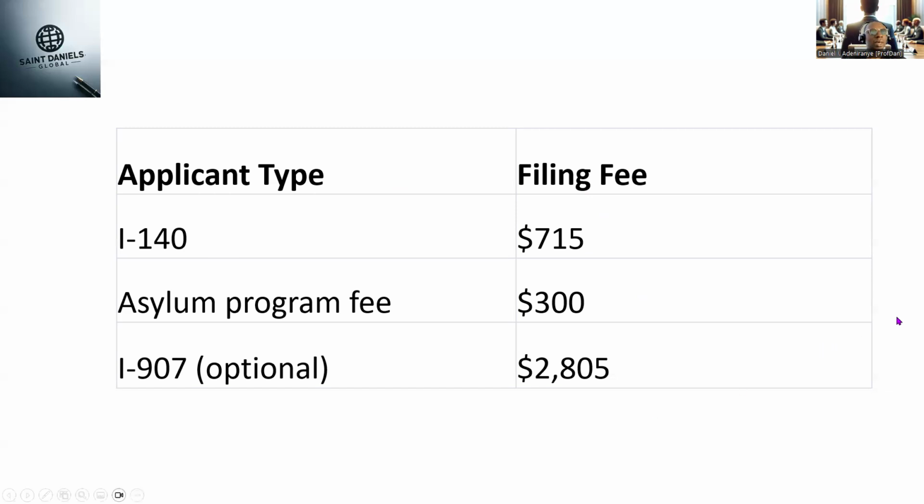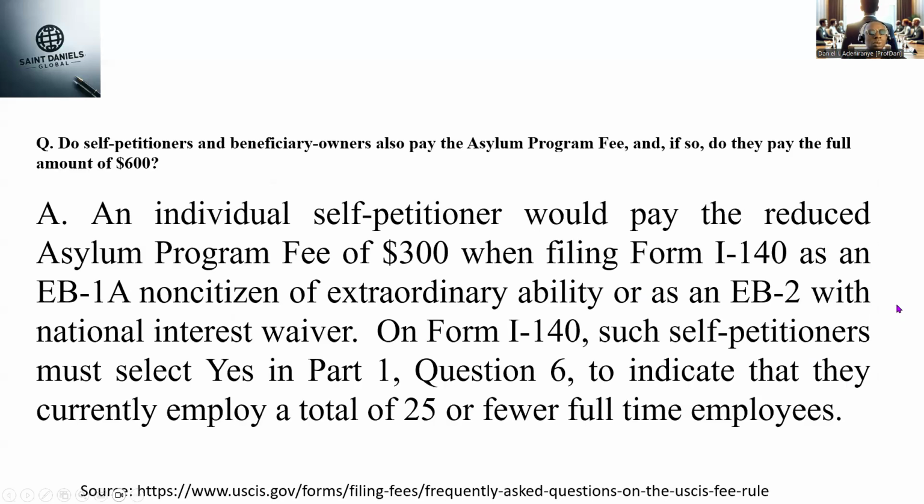I think I have been able to take you through things you should avoid in order to have your petition go through without being rejected or returned back to you. In summary, make sure you fill your Form I-140 correctly. Make sure you pay the appropriate fees, and I'm wishing you all the best.